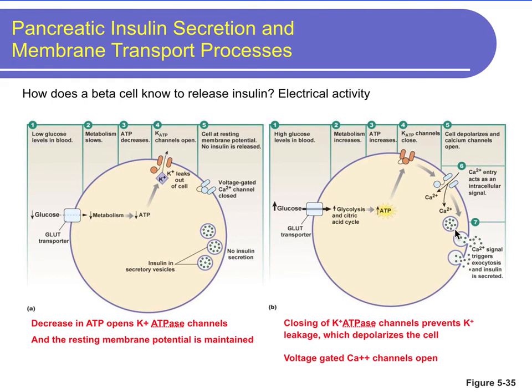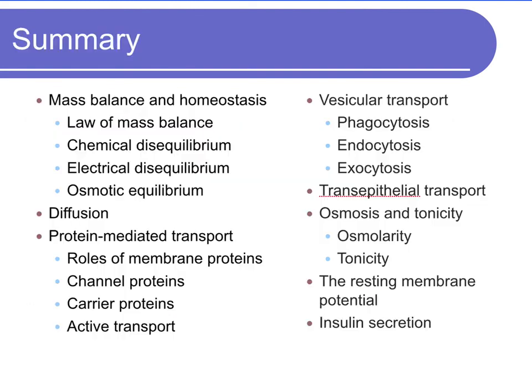Where did the insulin come from? Well, we made it. We did our protein synthesis, so DNA, we transcribed it into mRNA, then we translated into protein, and then from the rough ER, we sent it to the Golgi, and the Golgi packaged it into the little vesicles, and they were just sitting here waiting for the right signal. Okay, so that is a summary of Chapter 5.